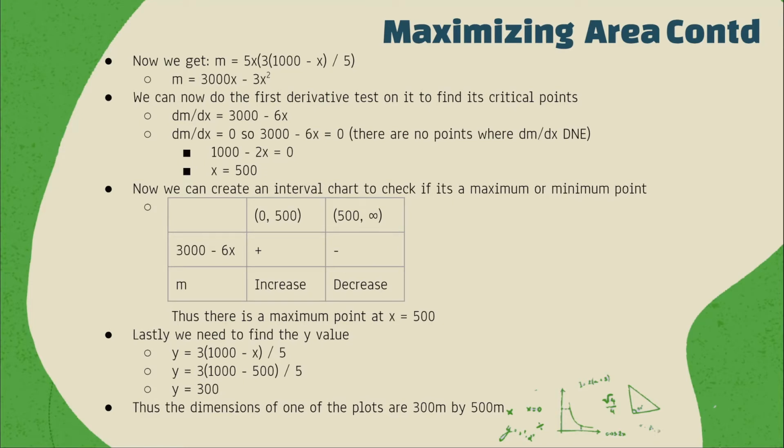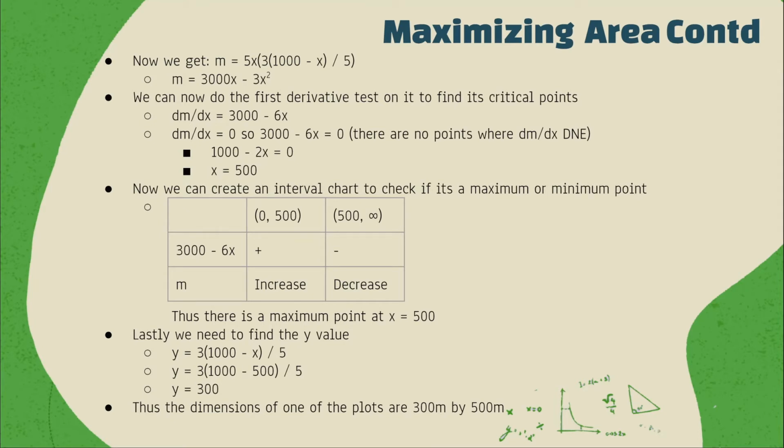To classify it, we could either use, again, the second derivative test, or we could create an interval chart to check if our function is increasing and then decreasing, or decreasing and then increasing. So in our case, we only have one critical point, 500, so our intervals would be from 0 to 500, and from 500 to infinity. This is our function, and if the number is between 0 and 500, we get a positive value, which means m is increasing. Then, if we go beyond 500, the value is negative, so m is decreasing. Since we're going up and then down, that means we have a maximum point.